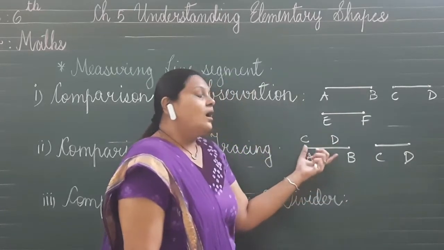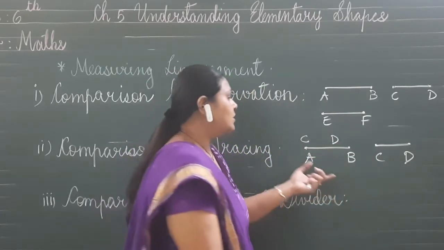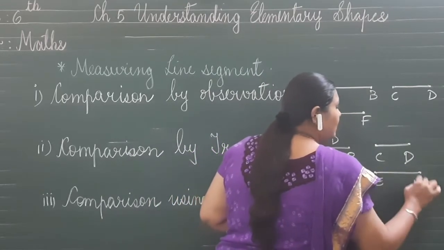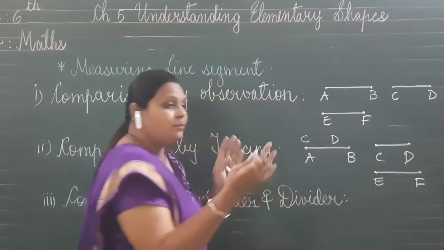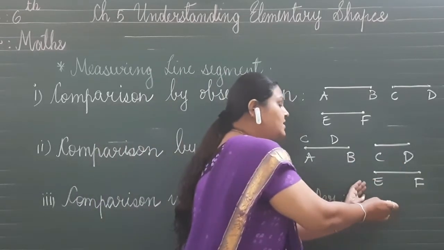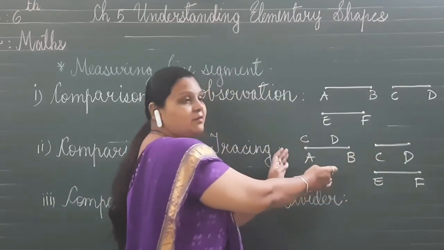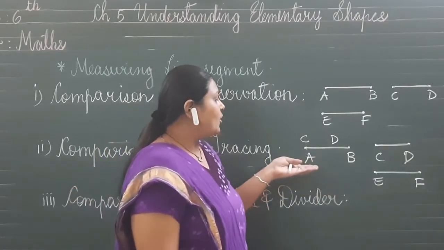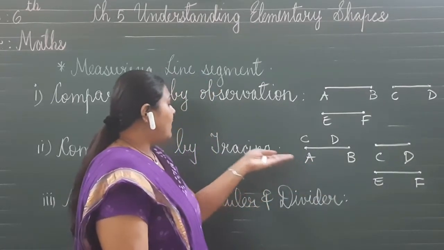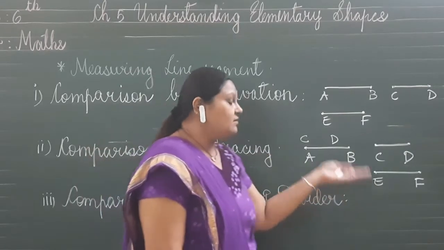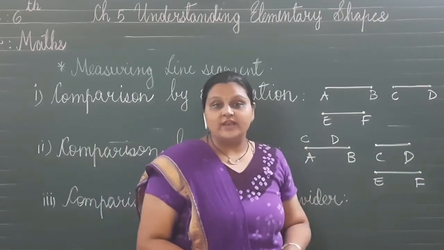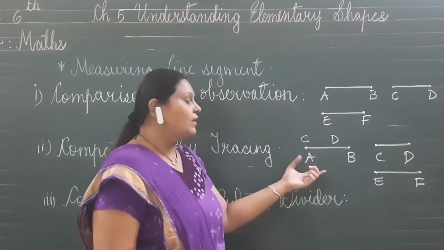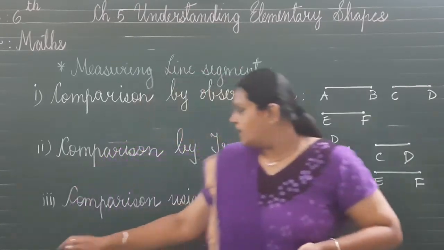Now suppose again I want to measure line segment EF. Again I have to keep my tracing paper on this EF and again compare with AB. So there is also one drawback of measuring by tracing: again and again we have to trace and again we have to measure. So this is one drawback of this method.